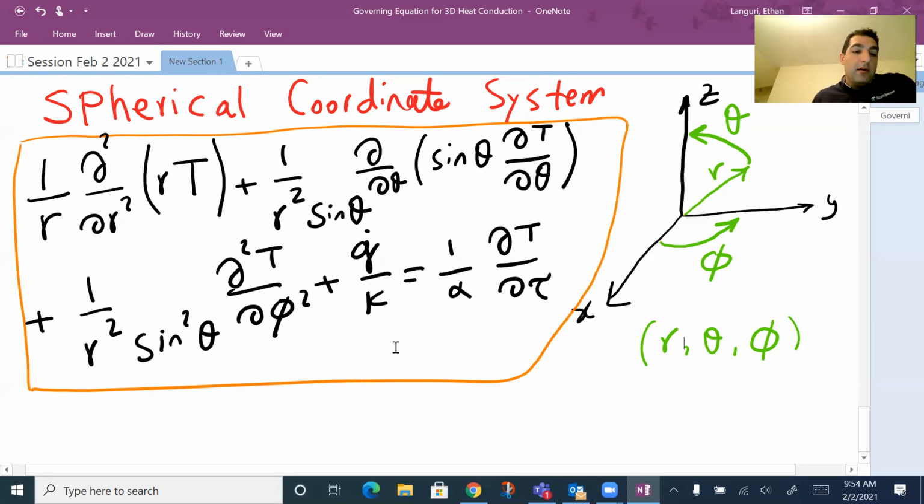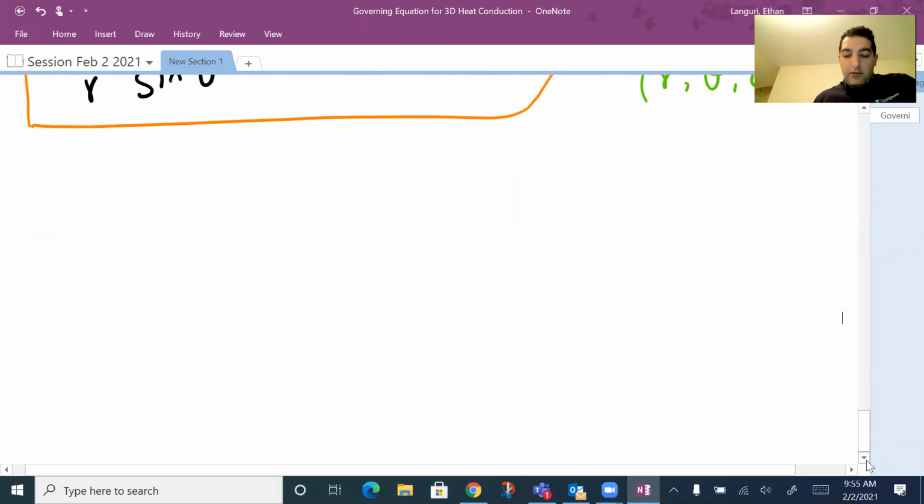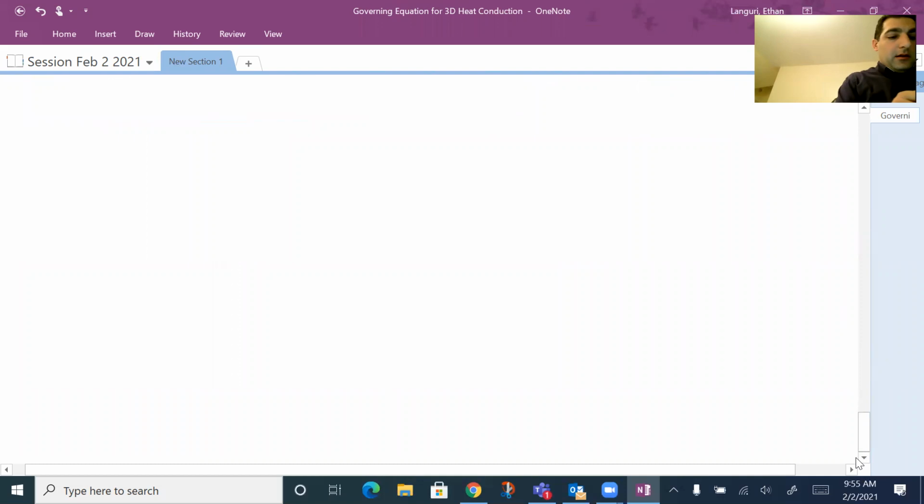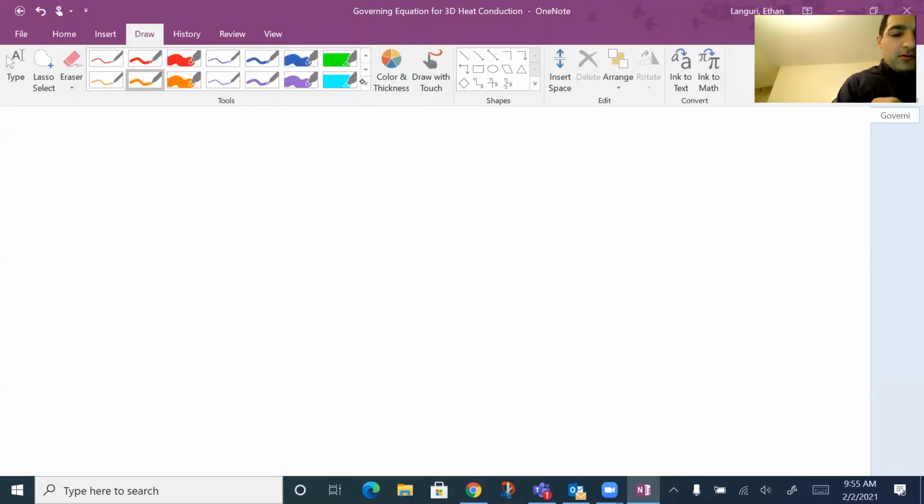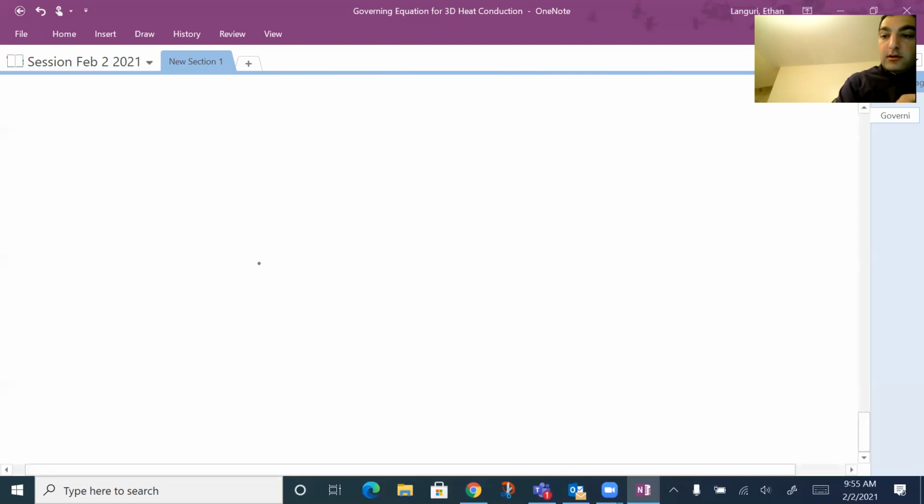So far we had the 3D conduction heat equation for Cartesian, cylindrical, and spherical coordinate systems. In the next step, let's try to understand each term and practice simplifying the governing equation depending on the specifics of any problem. So I'm going to scroll down and rewrite our governing equation quickly.